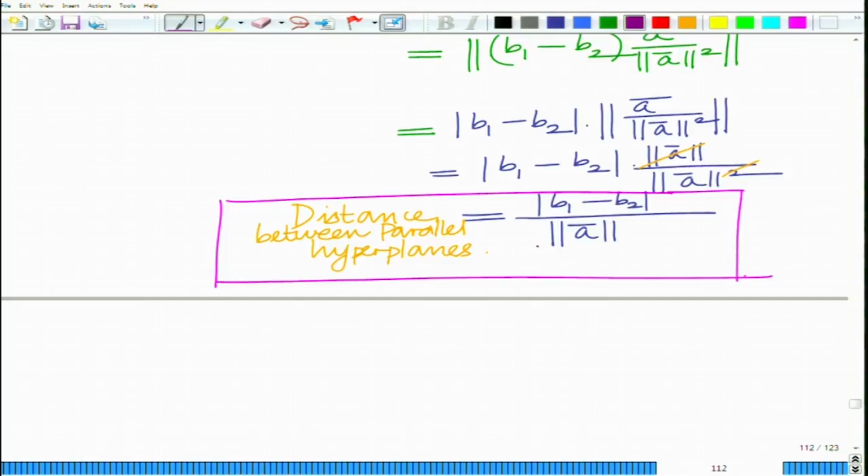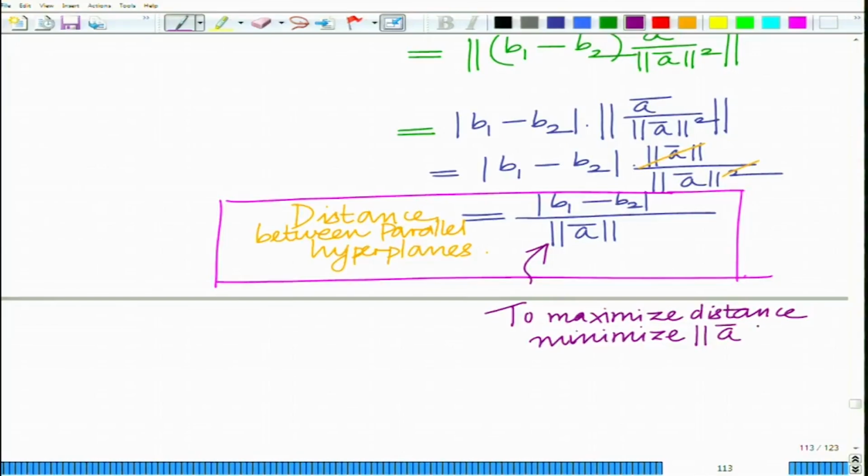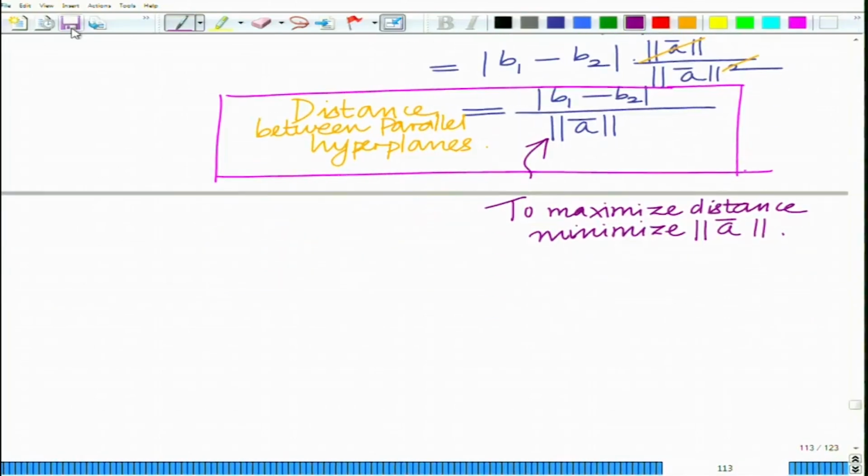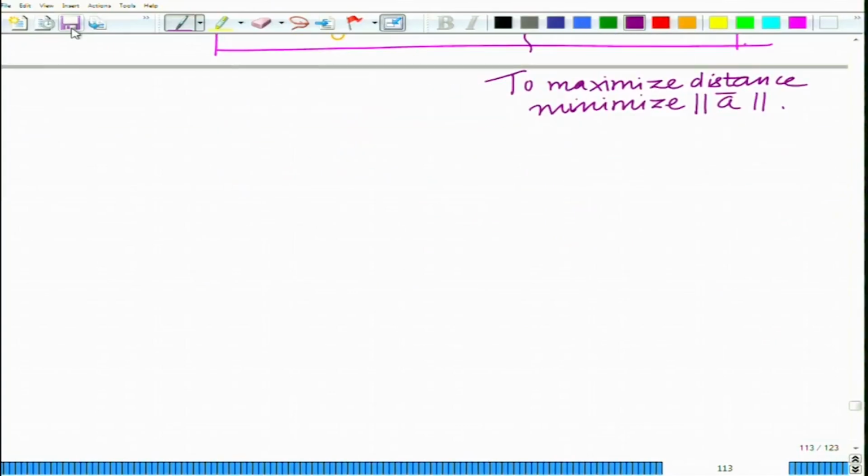So, to maximize distance, that is, if B1 and B2 are fixed, you have to minimize norm of A bar. In fact, this is a very interesting property that pertains to classification. Okay. Now, let us look at another very interesting problem.